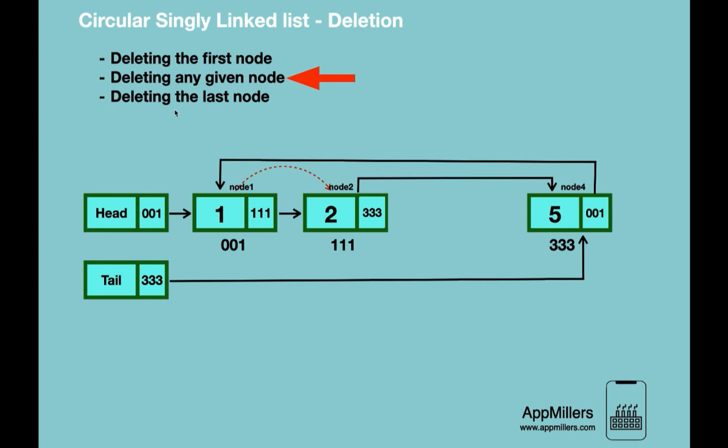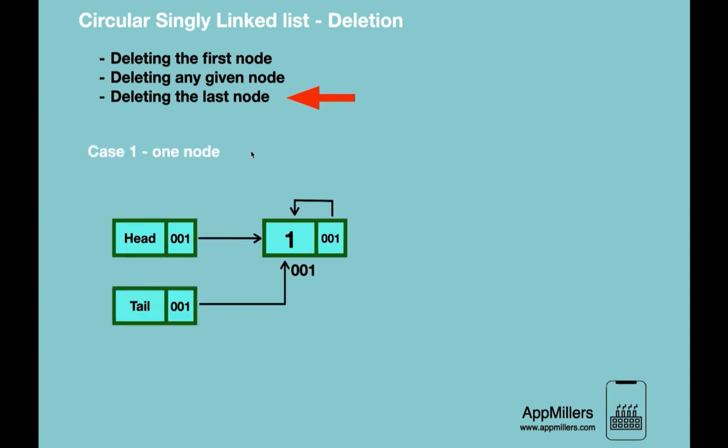Now let's continue to the last case over here, which is deleting the last node from circular linked list. So here again we have two cases. The first case is similar to the one which we had in deleting the first node from the circular single linked list. Here again, the first thing that we are going to do, we will update head reference to null. So this deletes the link between head and first node over here.